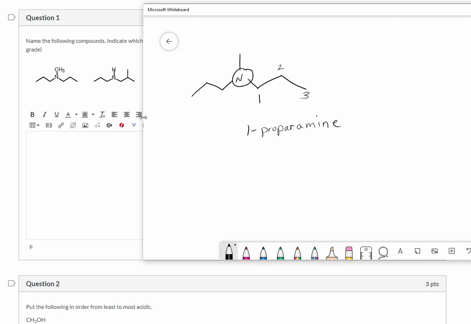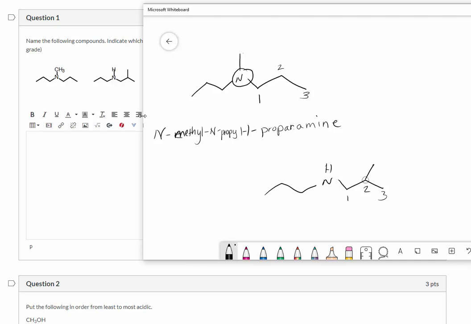But then I have these substituents. So I would indicate that they are on the nitrogen by putting an N. So this is N-propyl and methyl. So N-methyl, N-propyl, 1-propanamine. Now this second compound here looks similar, but the methyl group is over here on the second carbon of my propane. So let's name this.